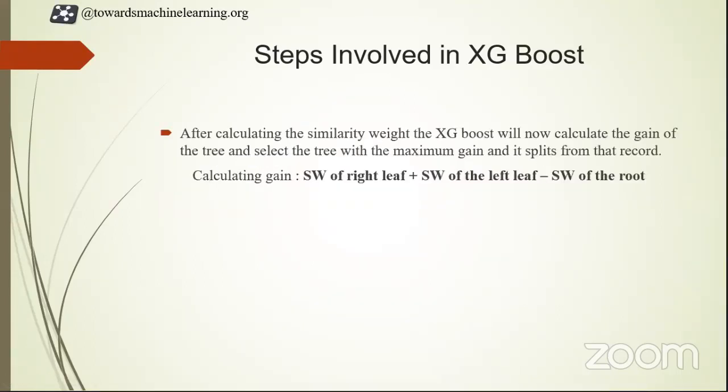Now after calculating the similarity weight, it calculates the gain. How does it calculate the gain? It takes the similarity weight of the right leaf and adds it to the similarity weight of the left leaf, and subtracts the similarity weight of the root from the addition of these two leaves. You can see the formula here. It will select the tree with the maximum gain, and it splits from that record only. This is how it calculates the gain. Whichever record is giving the maximum gain, it goes with that record.